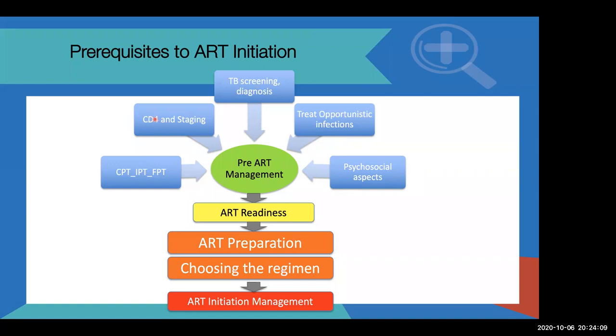Always do your baseline CD4 count and staging, and don't forget to always assess patients who might be eligible for this life-saving prophylaxis therapies. We've got cotrimoxazole prophylaxis therapy, which prevents pneumonia and diarrhea, specifically PJP, PCP pneumonia. We've got isoniazid prophylaxis therapy, which is meant to prevent TB in people living with HIV and AIDS. We've got fluconazole prophylaxis therapy, which is given to patients with CD4 count less than 100 who have a positive CrAg antigen, right? Once you have assessed your patient and you believe that the patient is someone that can be initiated, you then prepare your patient, you choose the regimen, then you initiate your patient.